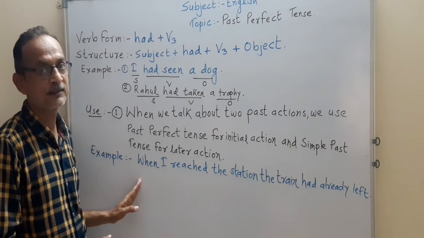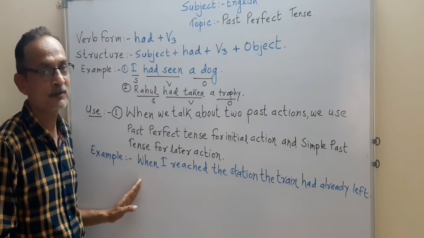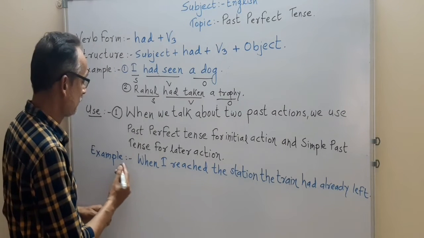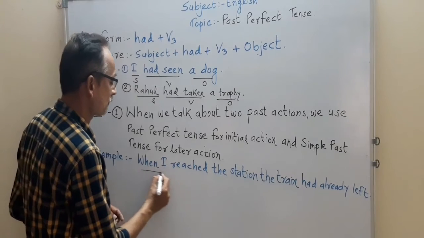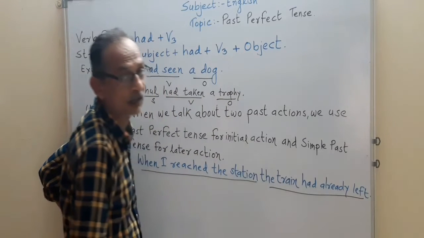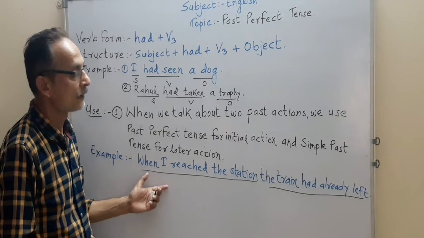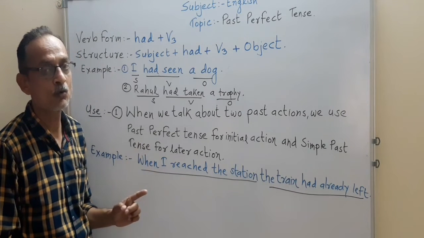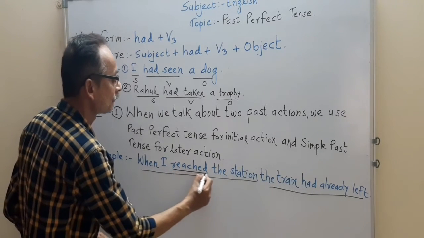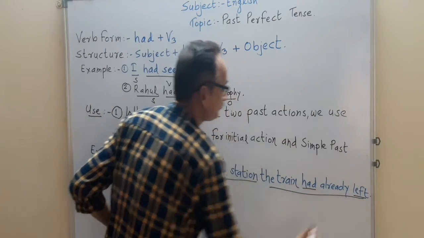In a complex sentence containing two or more clauses, one of them is the main clause and the other is the subordinate clause. As here we see, when we reached the station is one clause, the train had already left is another clause. In these two clauses, we use two completed actions. The first action is reached. The second action is had left.